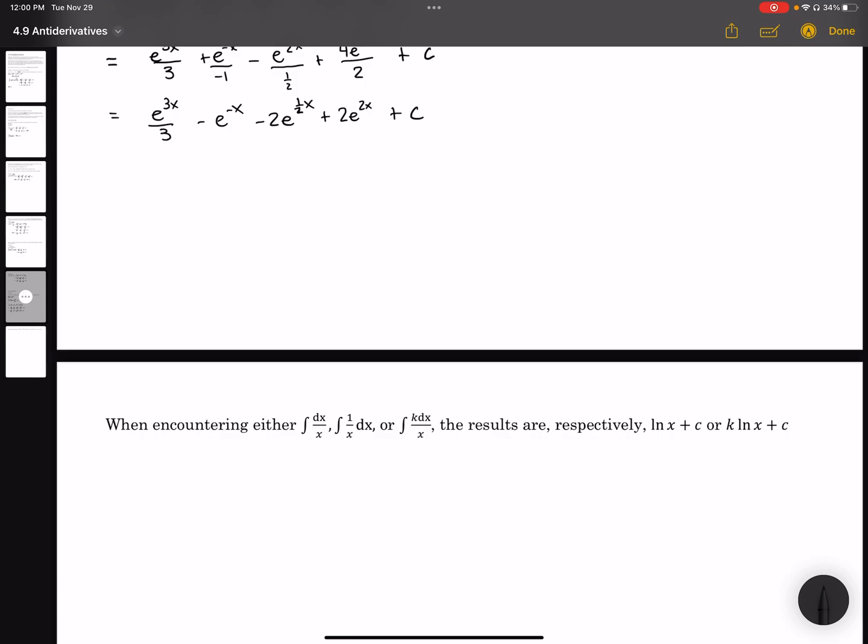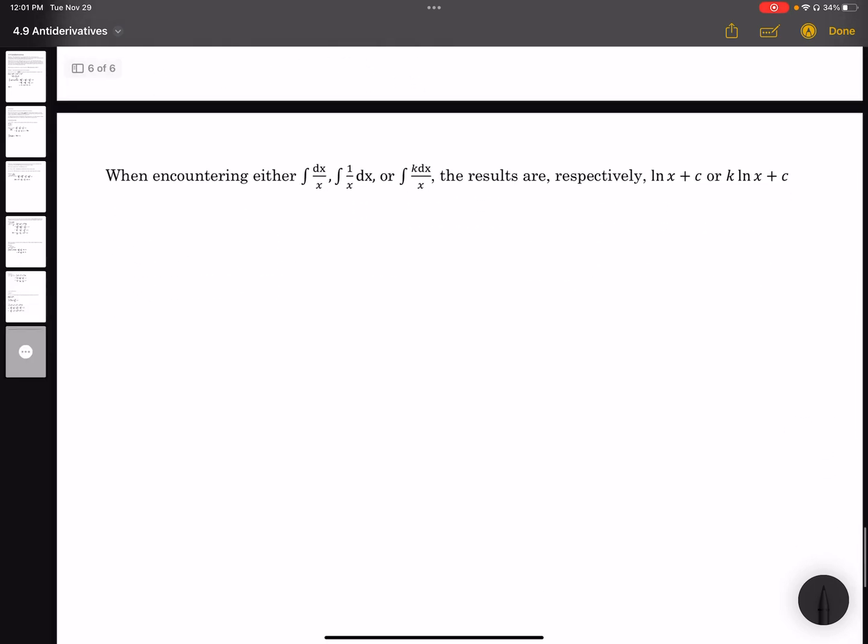When we encounter dx over x, 1 over x, or k dx over x, the antiderivative is going to be the natural logarithm. What that means: the antiderivative of 1 over x dx is the antiderivative of x to the negative 1 dx. Remember we said the general power rule works for everything that's not n equals negative 1. When the case of negative 1 comes up, its antiderivative is the natural logarithm of x.